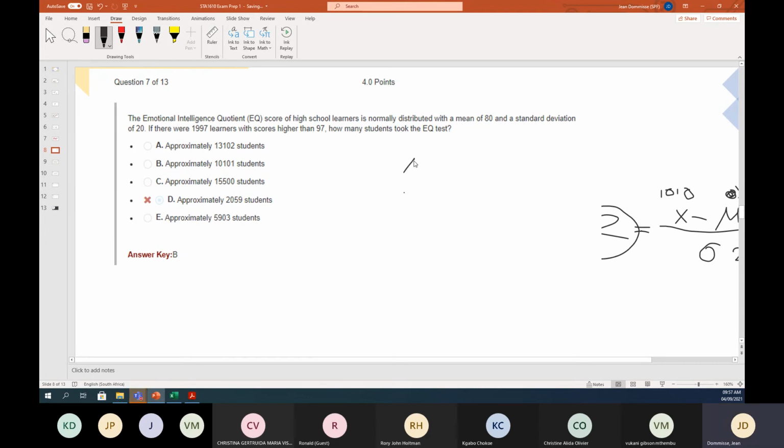Okay. Emotions high school normally distributed with mean of 80, standard deviation of 20. So let's go back to draw. Okay, so we've got the mean of 80. Standard deviation of 20. We've got... okay, so let's just quickly see. Huh, this is interesting.